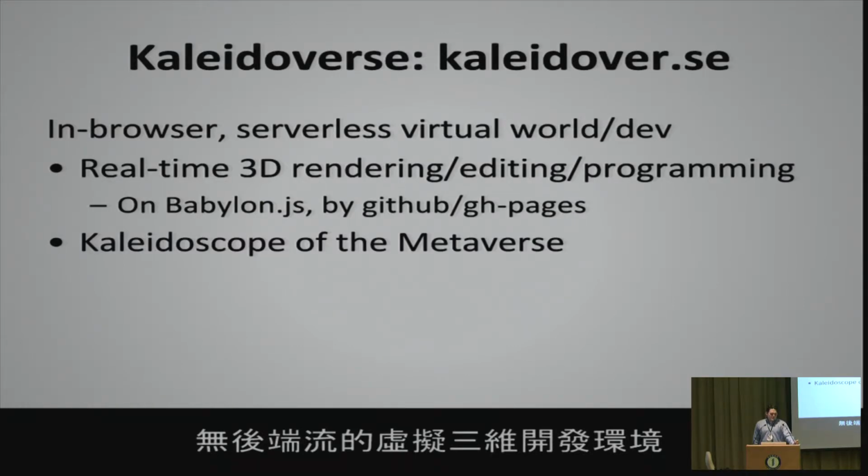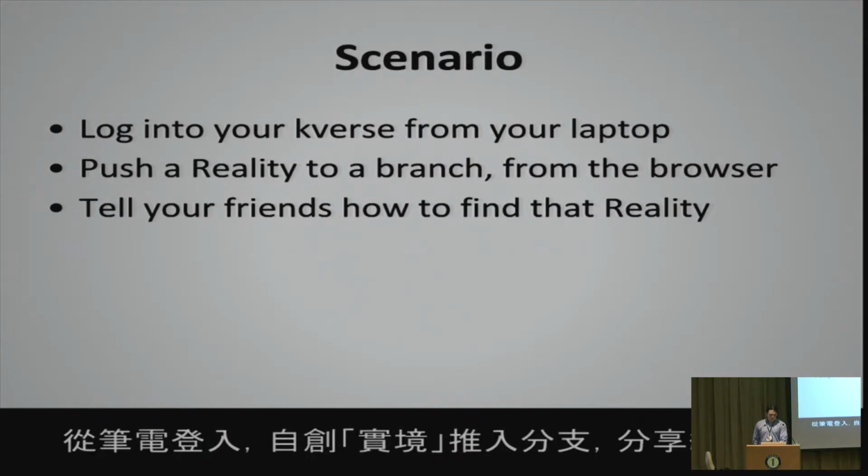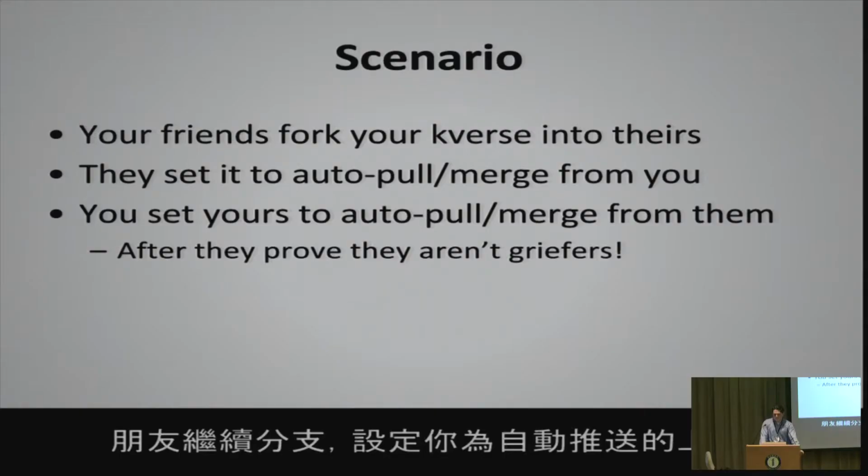And so the idea is you're working on your Kaleidoverse or your development instance, and we're calling it a reality here, and you push it to a branch from your browser, and you tell somebody how to find it, and they go there, and they fork it.